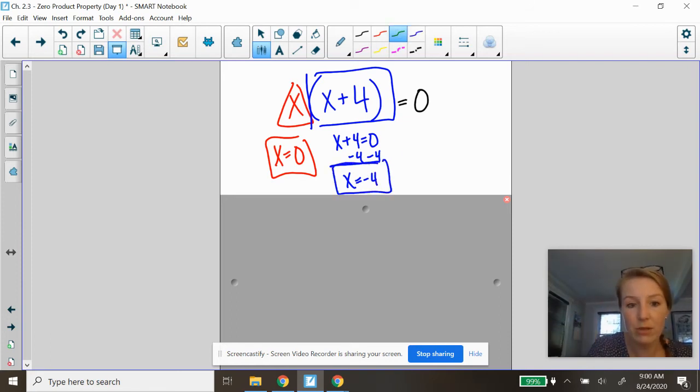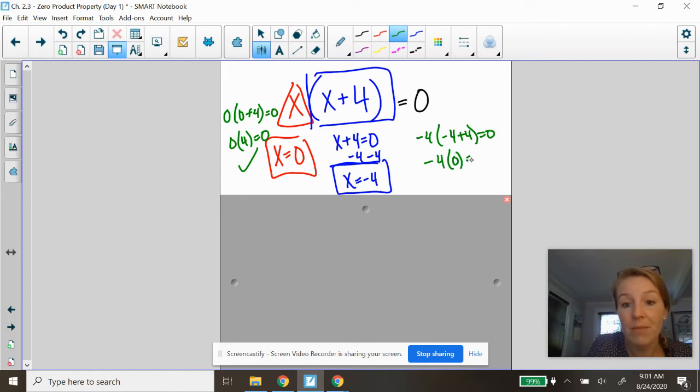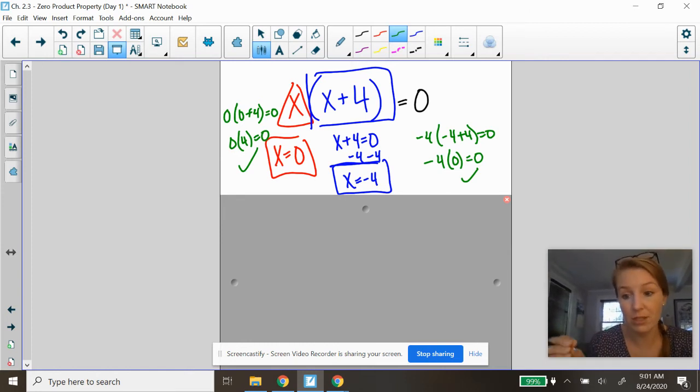Let me show you how this works really quickly. If I plug in 0 into both x's, I end up with 0 times 4 equals 0. That checks out. If I plug in -4 into both x's, I end up with -4 times 0, and that checks out. So both answers are true, and both answers result in a 0 solution.